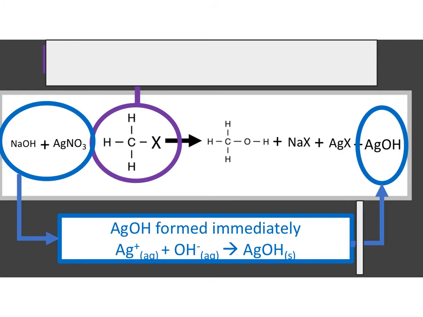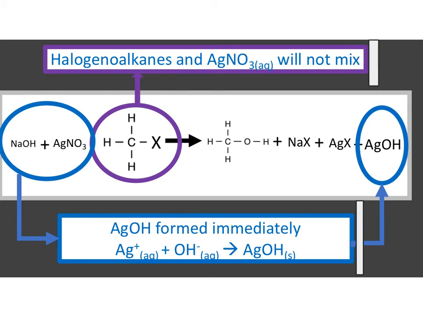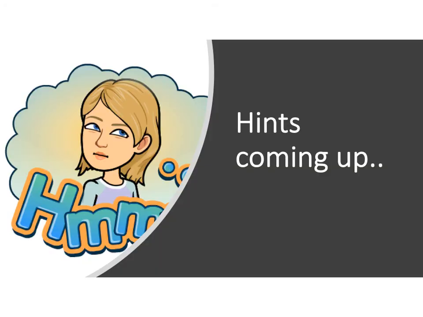One is that we see a precipitate of silver hydroxide, but that's not what we want. And the reaction that we want to take place won't take place because they don't mix. So can you think of ways around that? We have some hints coming up, but perhaps you could ponder some experimental solutions to get around those two issues.